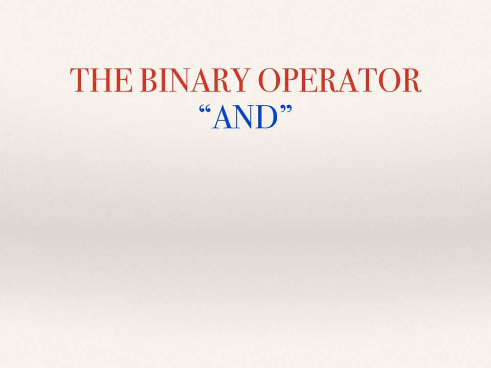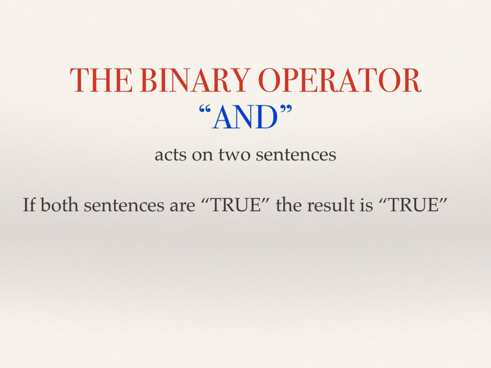Let's take a look at the binary logical operator, the word and. It acts on two sentences. Let's take two sentences for an example. If both sentences are true, then the result will be true when we act with the operator on these sentences. Otherwise, the result is false. An example will make this very clear.